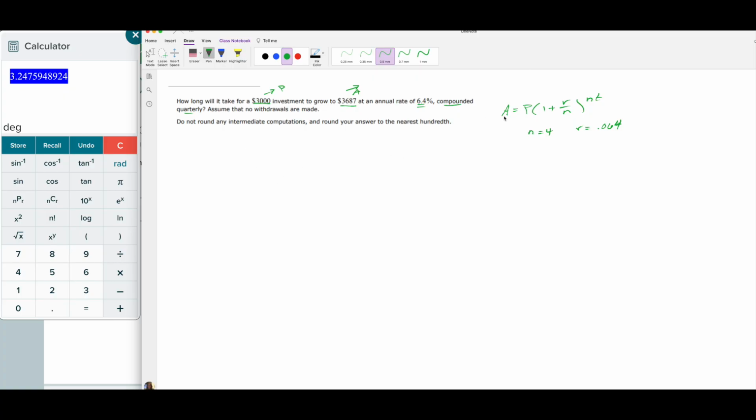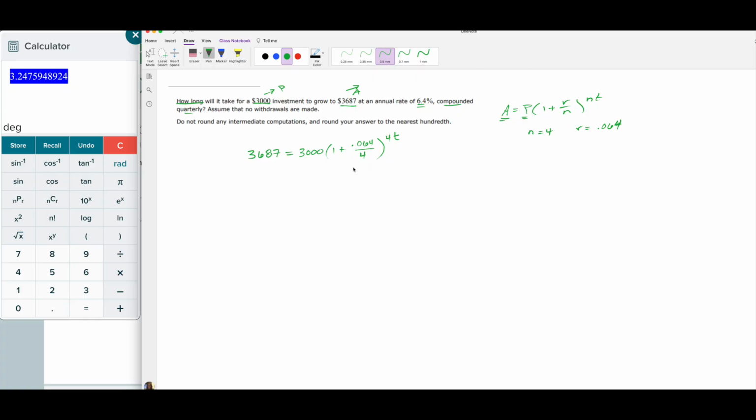Okay, so if A is 3,687, then that's equal to my P, which is 3,000, times 1 plus my R, 0.064, over n, which is 4, and then this is to the 4 times t. In this case t is what I'm looking for. How long will it take for this to happen? So I'm looking for t.